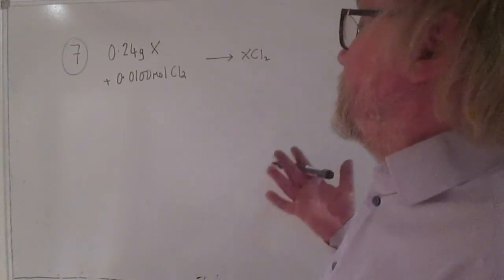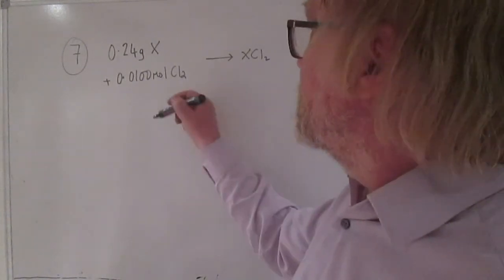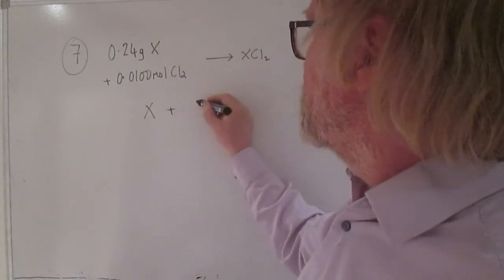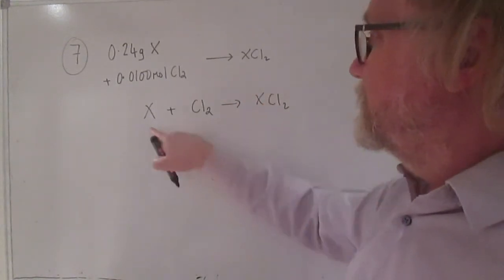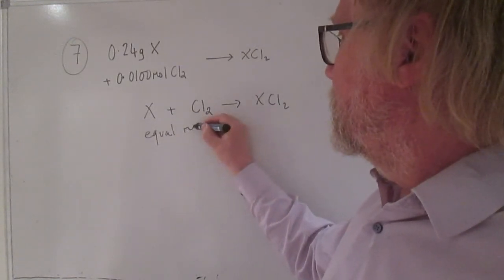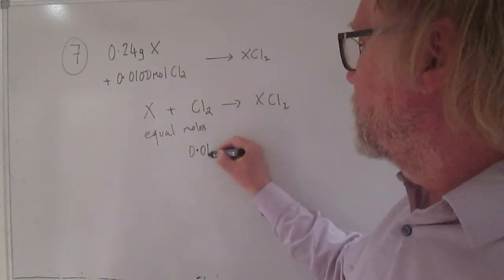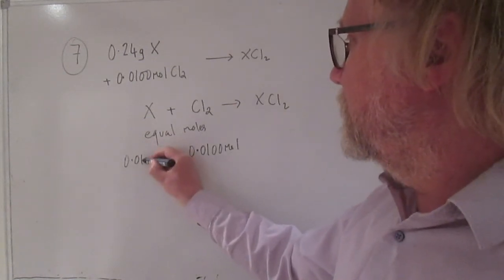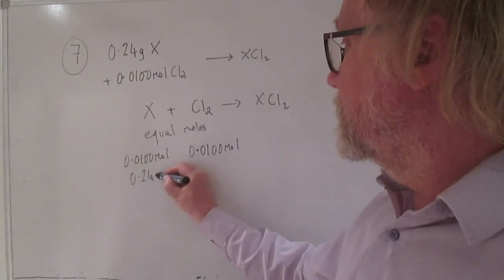In question 7, the thing to do is just to write the equation for the reaction, which is kind of obvious. If X is reacting with Cl2 to make XCl2, the equation is just X plus Cl2 goes to XCl2, and that of course tells you that equal moles will react because it's a 1-to-1 reaction. And so if you've got 0.01 moles of chlorine, you'll have 0.01 moles of X, which is 0.24 grams.